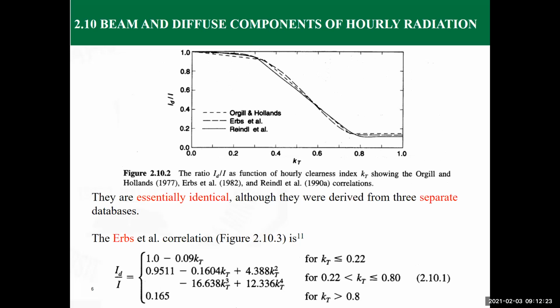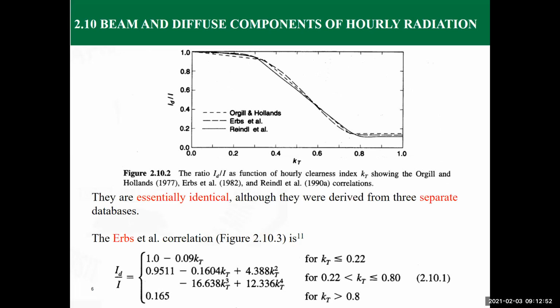Three values of the ratio of diffuse over the total incident radiation energy. And this has been given for a range of KT from 0 up to 0.22, which is the upper first part of the curve, and then the sloped part of the curve, where KT ranges between 0.22 and 0.8, and then finally for KT equal to or greater than 0.8.